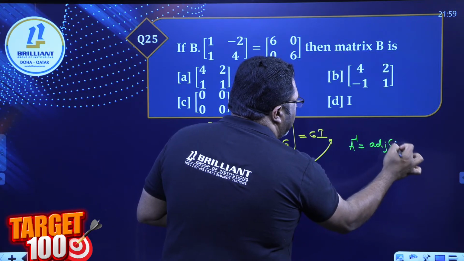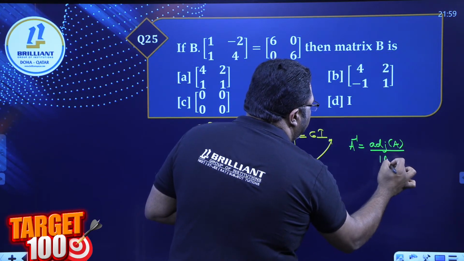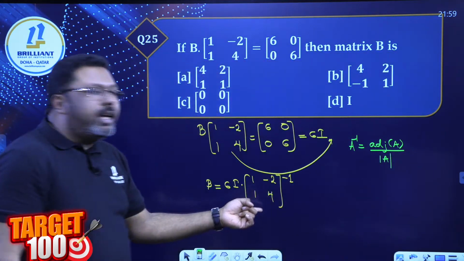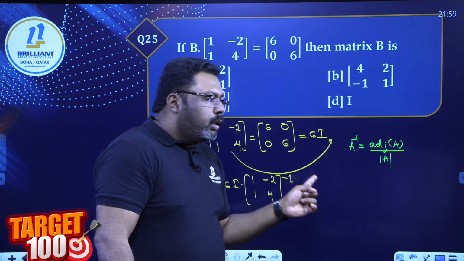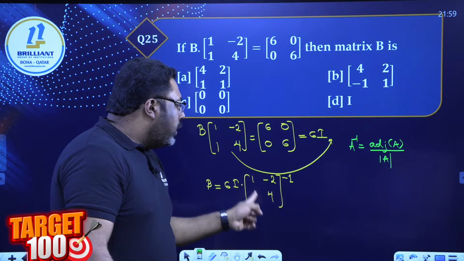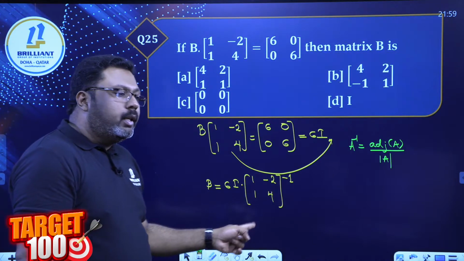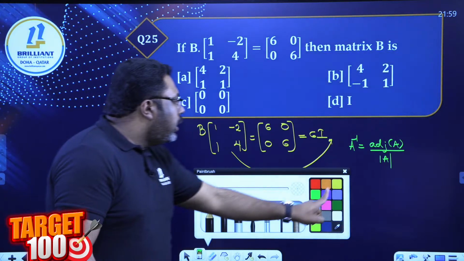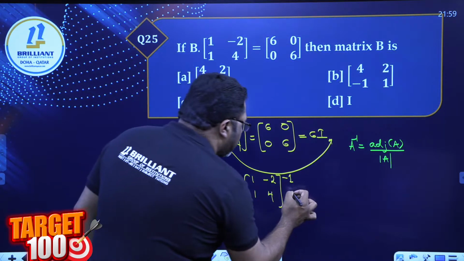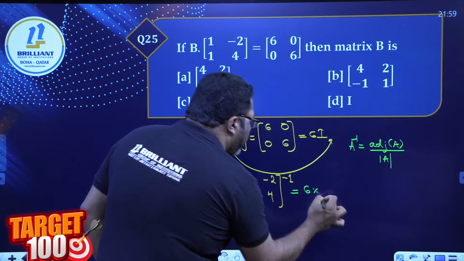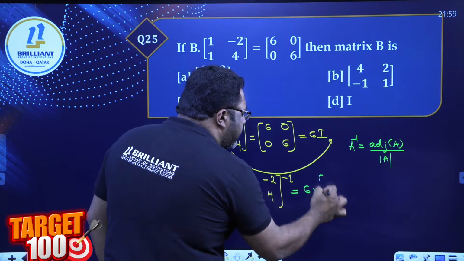Adjoint by the determinant. And it's definitely a 2 by 2 matrix, right? Yes? Understood? It's definitely a 2 by 2 matrix. Can we find the inverse of a 2 by 2 matrix fast, please? 6 multiplied with I multiplied with anything is the same thing.